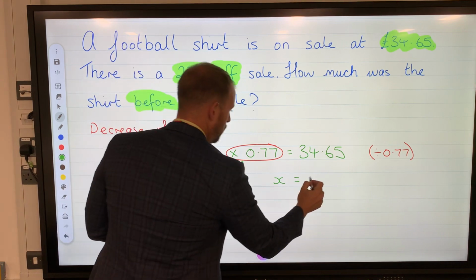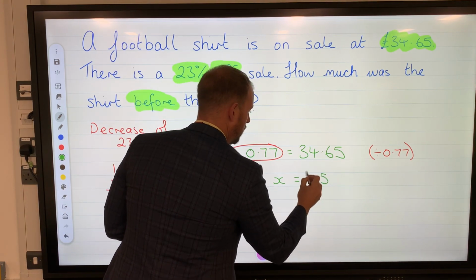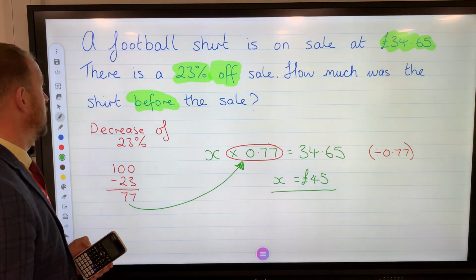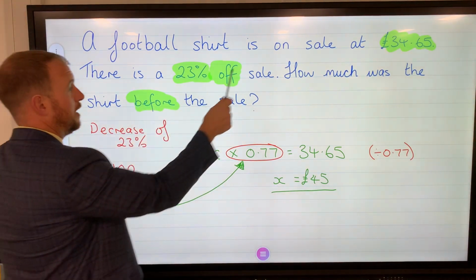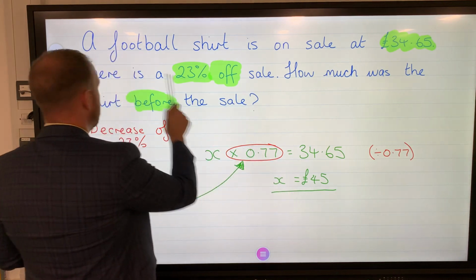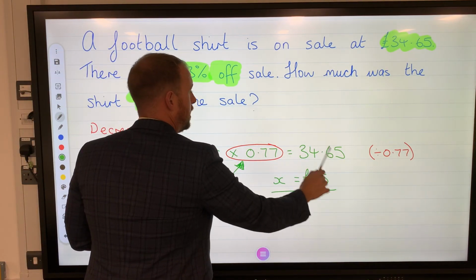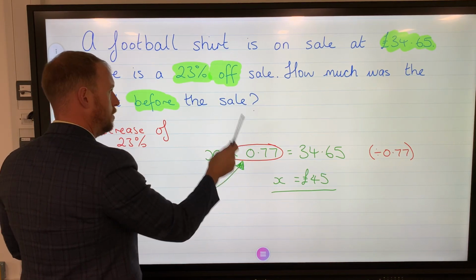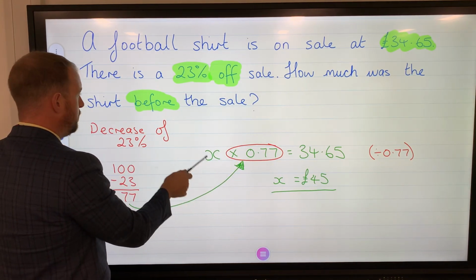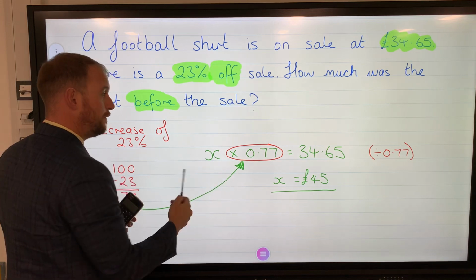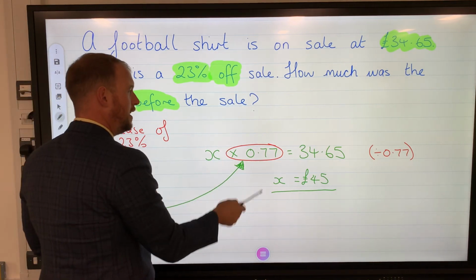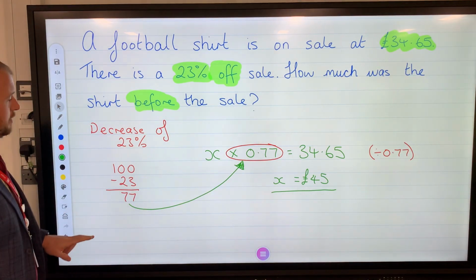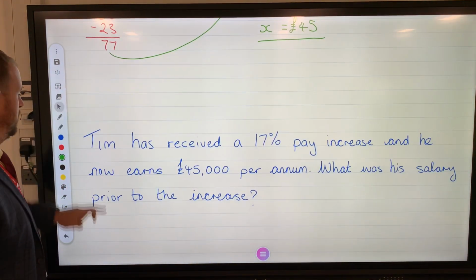But we're dealing with money, so therefore I need to make sure I include my pound sign. So football shirts on sale at £34.65. This price is after a 23% decrease. So remember the previous video. Let's set it up as an equation. Let's form the equation and then inverse to solve. Now that one there has a percentage decrease. This one here, slightly different.